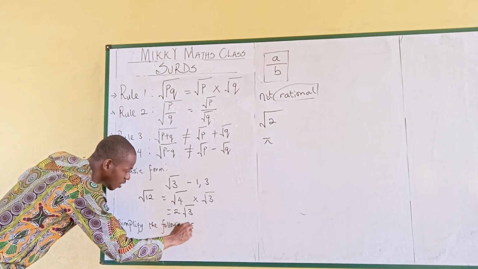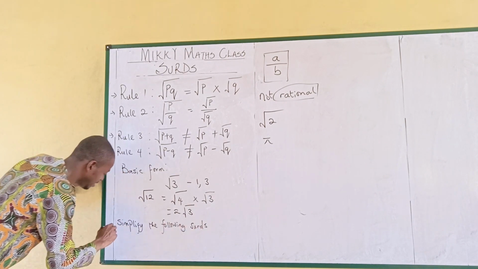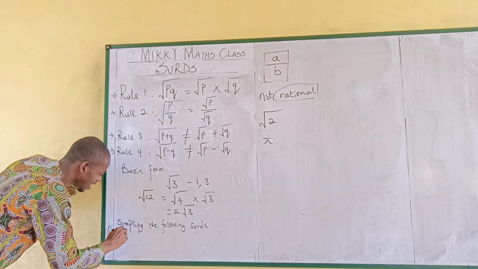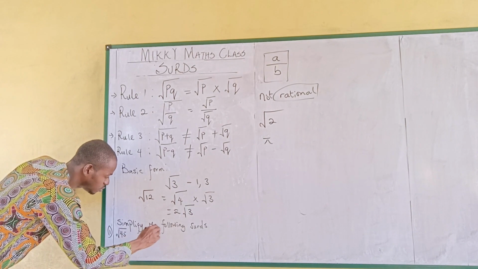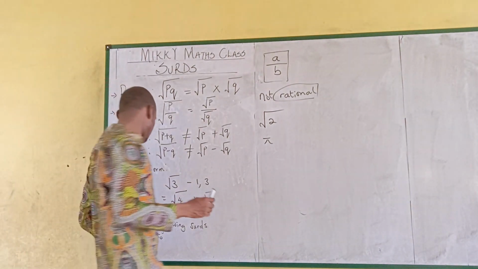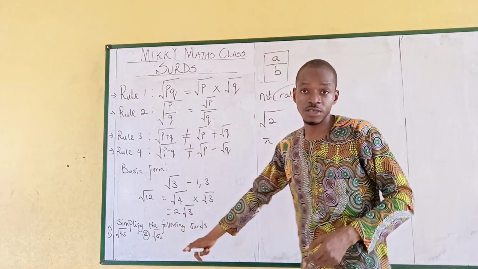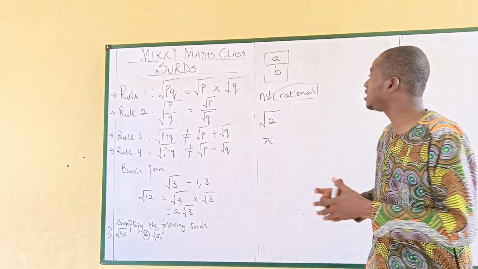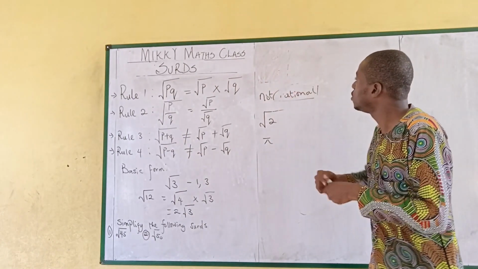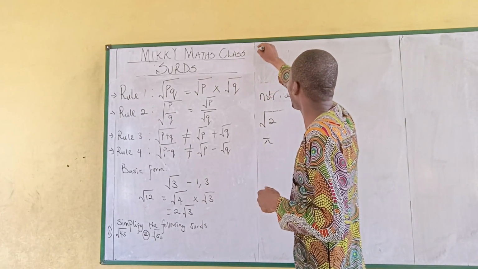That means let us place them in their basic form. Root 45 and root 50. I'm asked to place them in their basic form. So the first one, root 45.